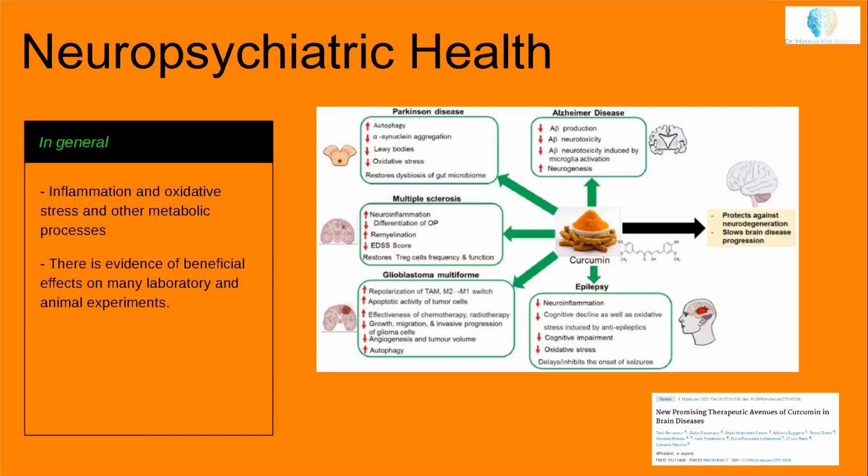So, regarding neuropsychiatric health in general, we have beneficial effects on inflammation, on oxidative stress, and on many other metabolic processes we can see here in this picture, but this is mainly in laboratory studies. We will see how this translates to the effects on human health in actuality. A lot of this evidence is from laboratory studies on animal experiments. We'll talk a little bit more about what we have of data on humans a little bit forward in this presentation.